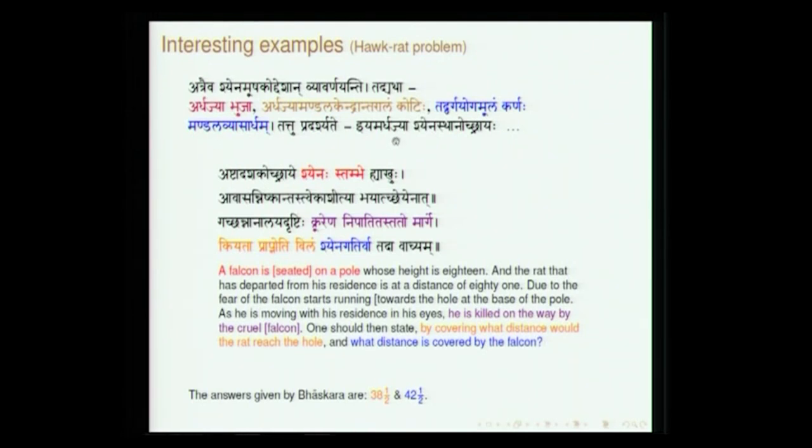Tattu pradarshyate iyam ardhajya shenasthana buchrayaha. So keeping this problem which is going to be stated, so he says, Shena is this hawk or falcon. Okay. Shena sthana uchrayaha is the height of that. So, Shena sthana uchrayaha, the height of the pole. So, now the problem is this.